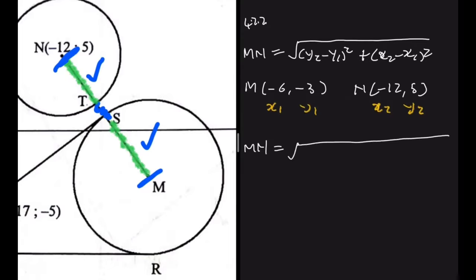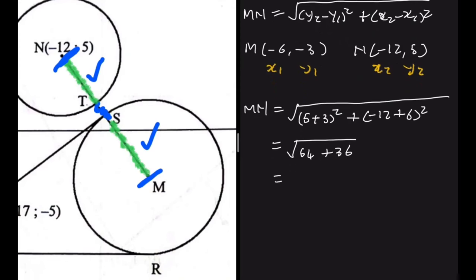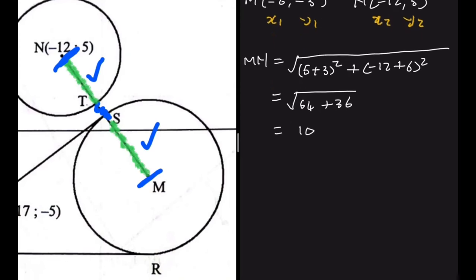And then we're going to have y2 - y1, so that will be 5 - (-3), right? So that will be plus 8 squared, plus x2, that is -12, and then minus (-6), so that will be -6, and then I square that. So now we have the square root of 8 squared, that's 64, plus -6 squared, that is 36. So now we have the square root of 100, which is equal to 10, right?